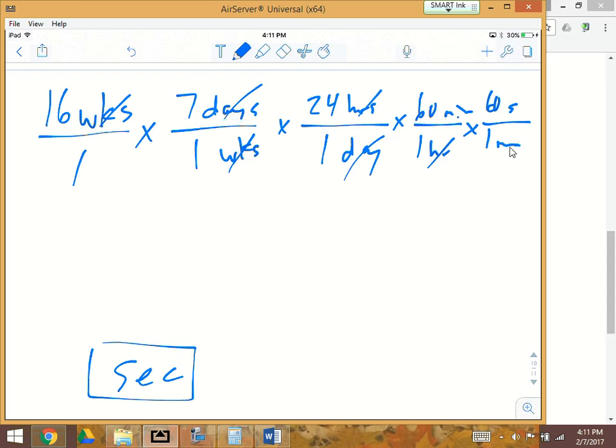It's getting a little small on me. I apologize for my handwriting. But this is going to let me get rid of the minutes right here. And look at what I'm left with here is just my seconds. And actually, when I look at this, I don't need the fraction line because look at what I have in the denominator: 1, 1, 1, 1, 1. So if I just multiply this through, I'm going to get my answer.